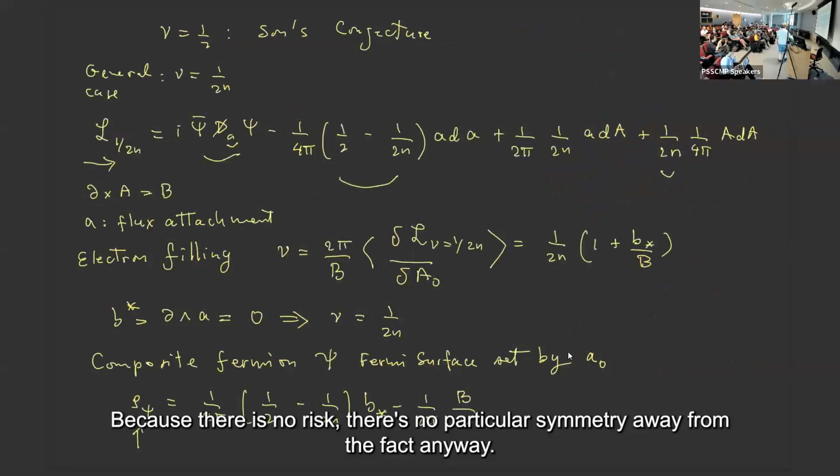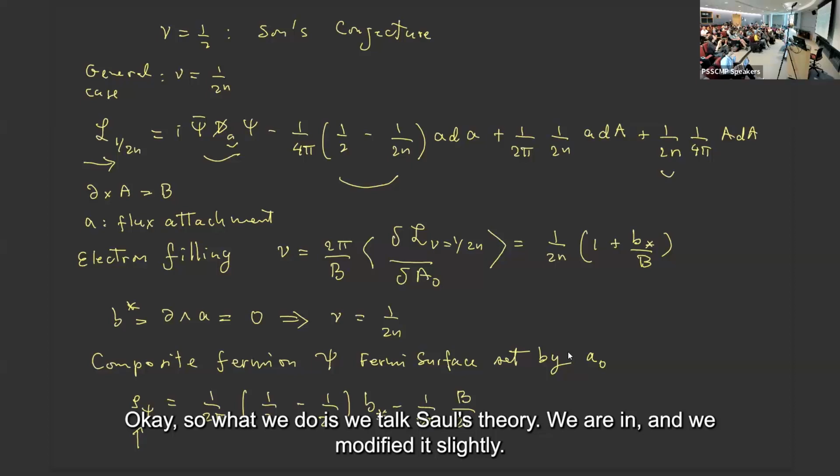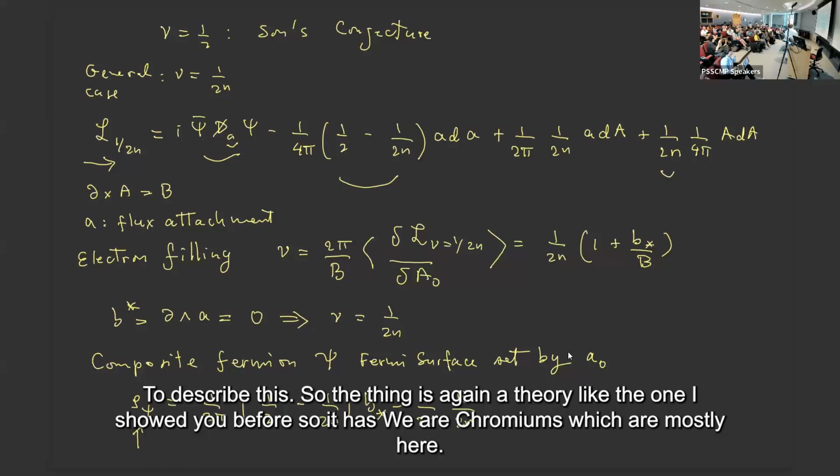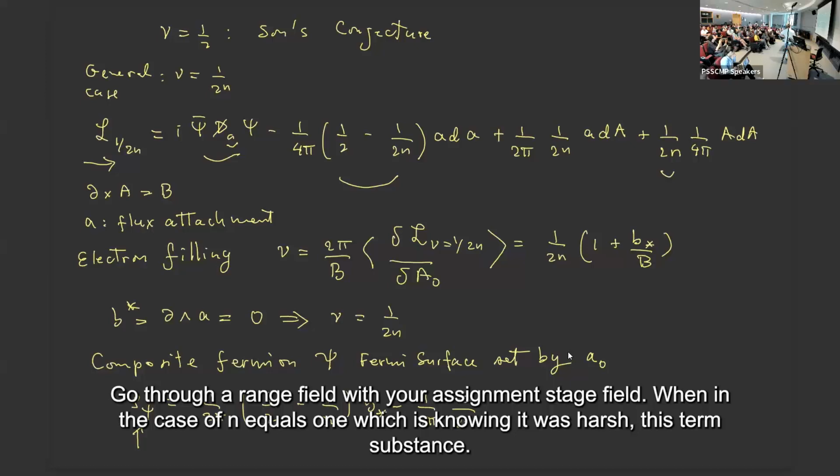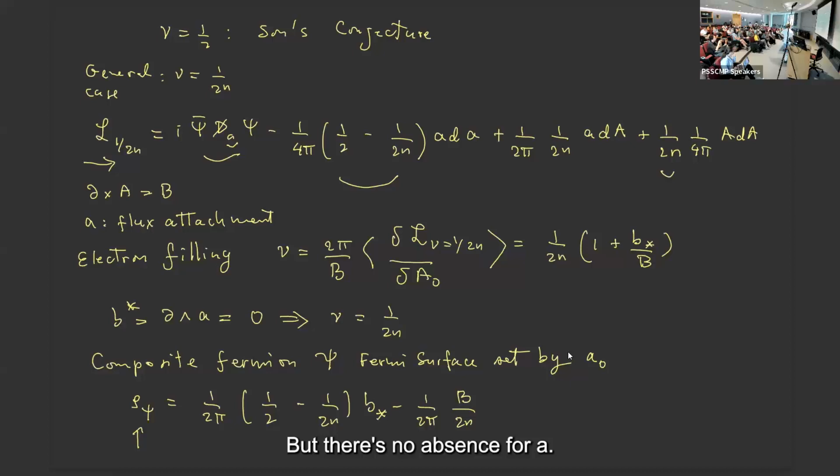Okay, so what we did is we took Swan's theory, we added the anomaly, and we modified it slightly to describe this problem. So essentially, it's again a theory like the one I showed you before. It has Dirac fermions, which are massless here, coupled to a gauge field, a Chern-Simons gauge field. In the case of n equals 1, which is nu equals a half, this term is absent, but it is not absent for a quarter. And then the other terms are the same terms.